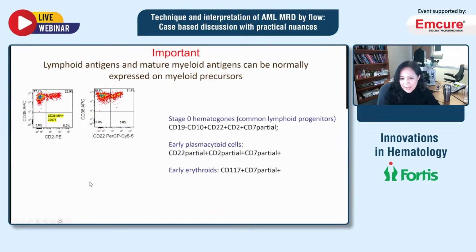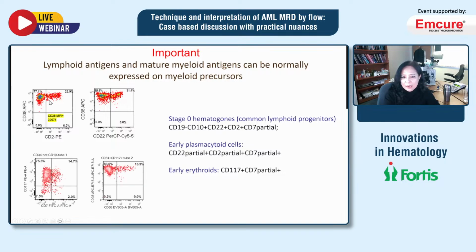But even with lymphoid antigens, right? You have to know that a normal myeloid precursor can express CD2, CD22. That's why we remove these two from the AML MRD. This actually can be seen in stage 0 hematogones, or so-called common lymphoid progenitors, and early plasmacytoid dendritic cells. Even CD7 and CD56 can be seen in regenerating myeloid precursors, right? Early erythroid precursors are usually partial CD7.